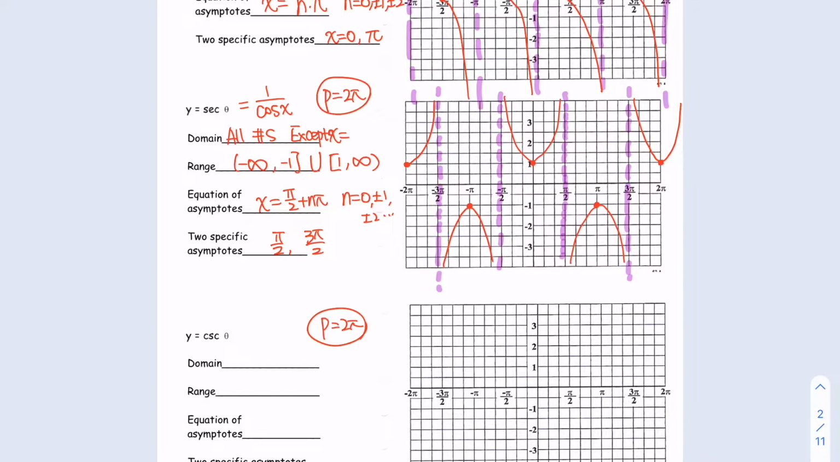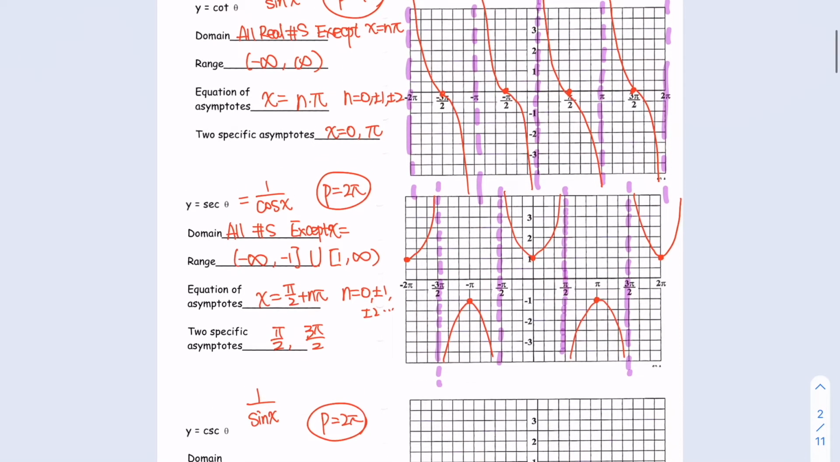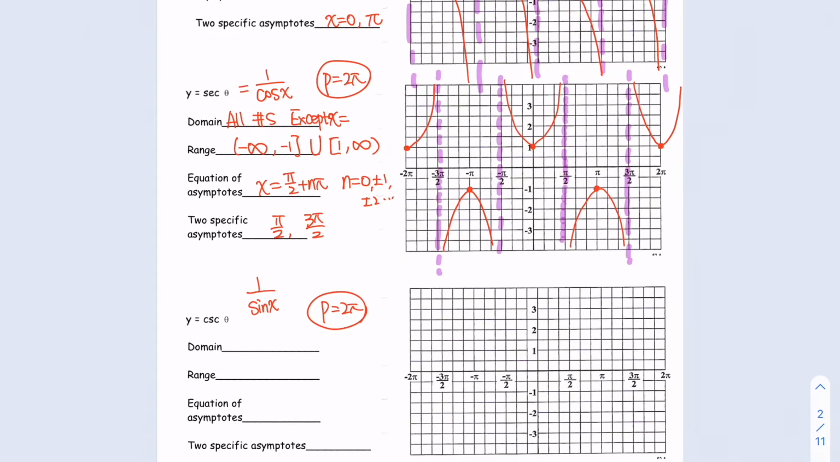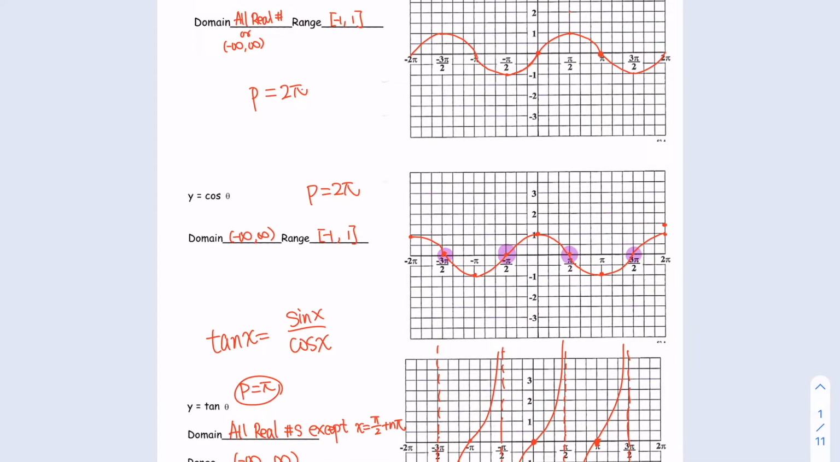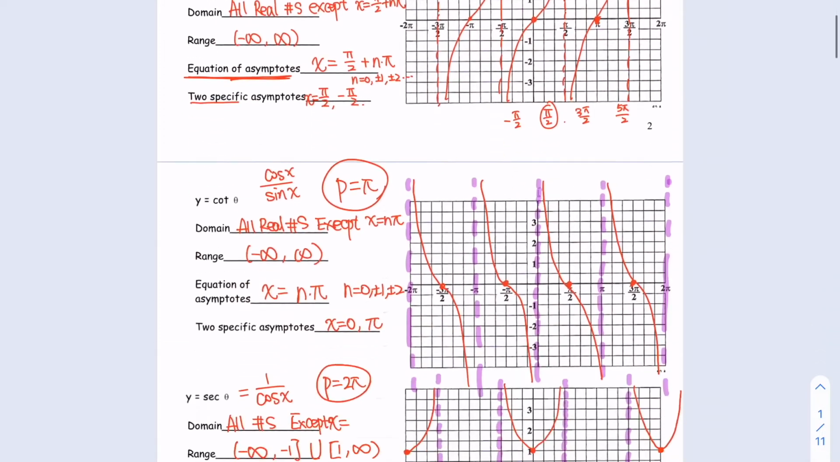Let's have a look at the graph of cosecant. The cosecant is 1 over sine. Whenever sine is 0, it's undefined. So the asymptotes should be the same as cotangent: at 0, pi, 2 pi, negative pi, negative 2 pi. And whenever sine is 1, the value is 1 over 1, which gives us 1.